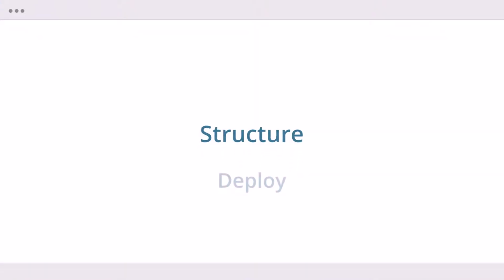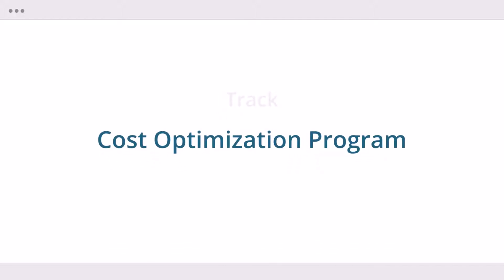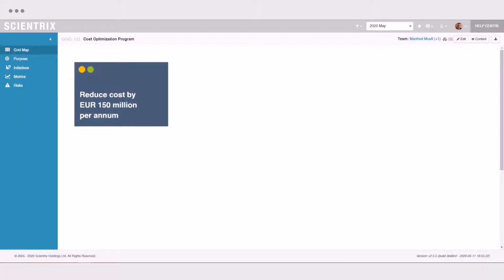Welcome to the Scientrix use case on how to structure, deploy, and track a cost optimization program. First, let's clarify the overall goal of the program. For this example, we assume we have to achieve a cost reduction target of €150 million per annum within the next 12 months. Next, we need to decide how to structure this cost optimization program.